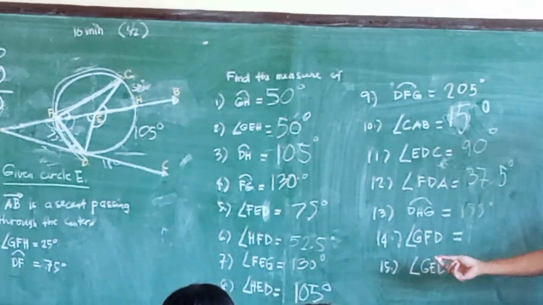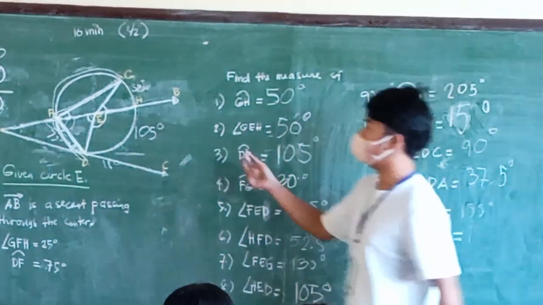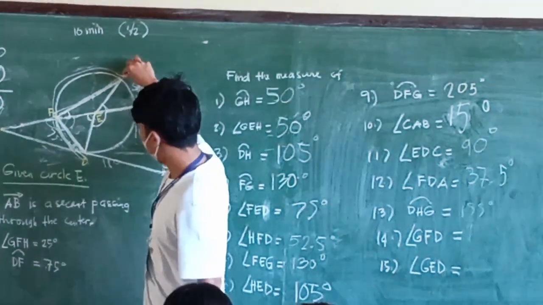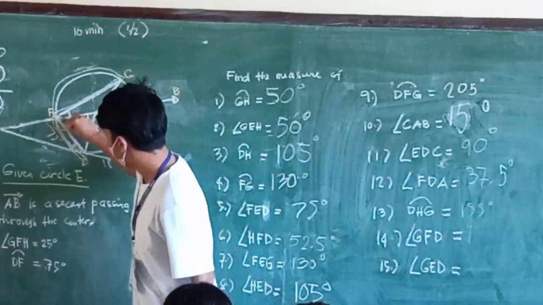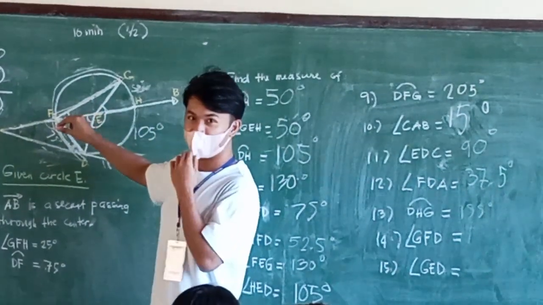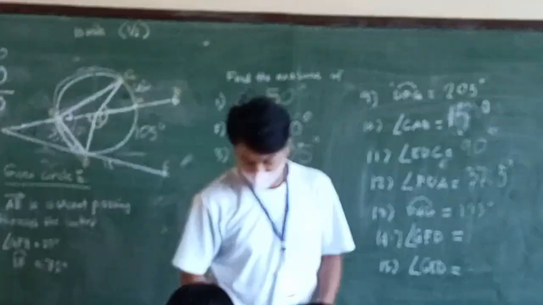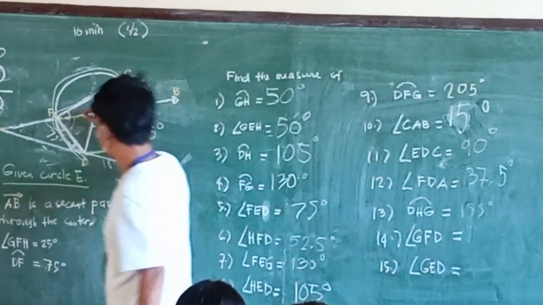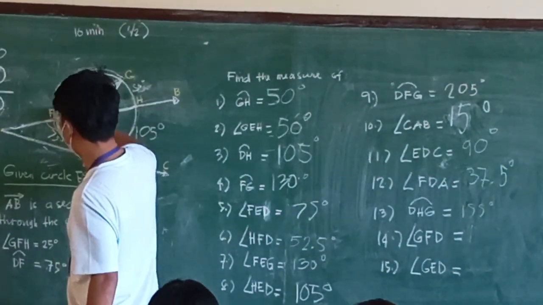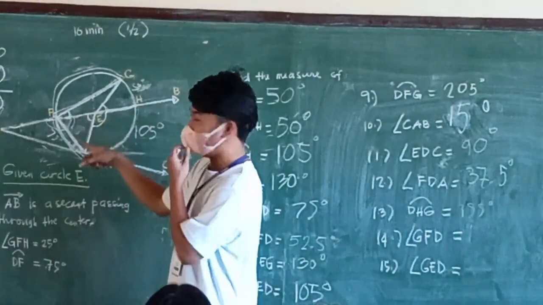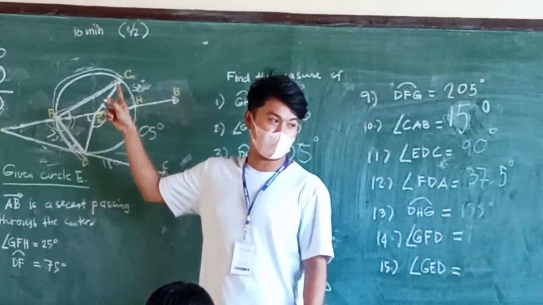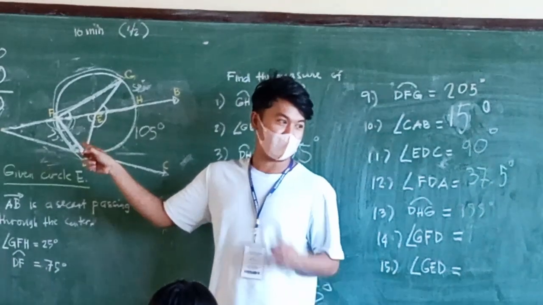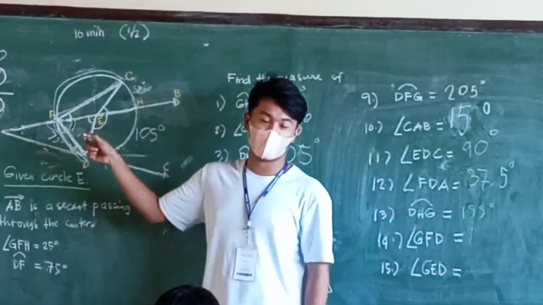Listen to Daryl. The angle is GFT. Use colored chalk for markings. GFT. Identify whether the center is inscribed. The center is inscribed.